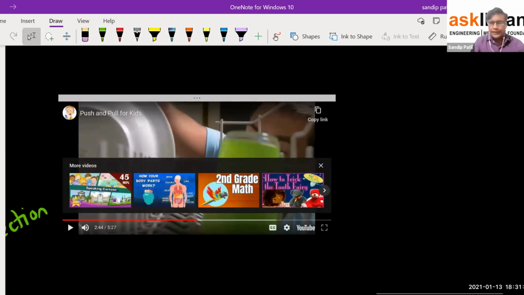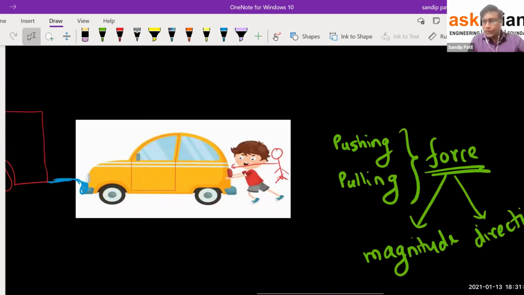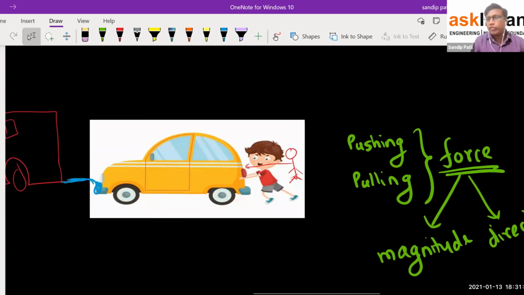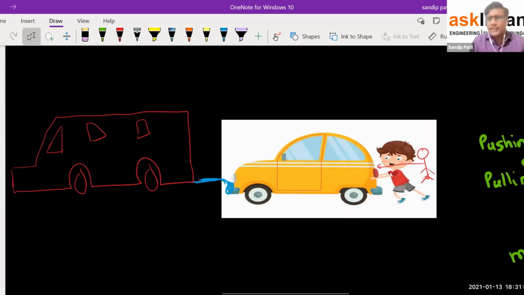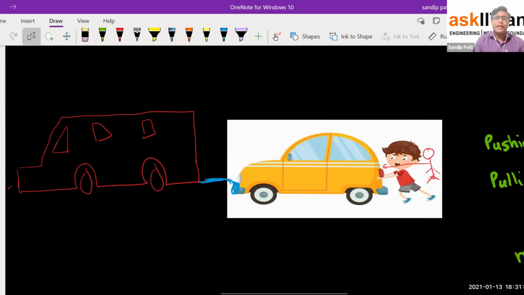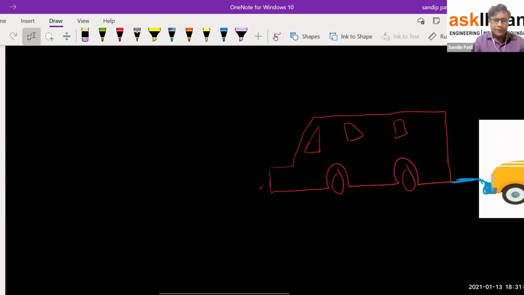Okay. So here we understood what is the push and pull. We also saw that push means the object is going away from us. Pull means the object is coming towards the object which is applying the force, we can say, right? So this push and pull is called force. This is a simple definition we can make of the force.